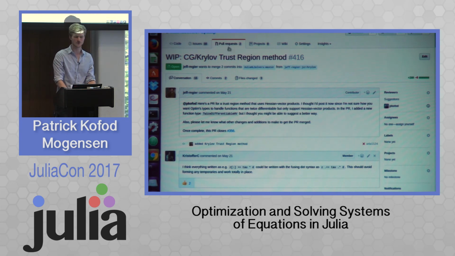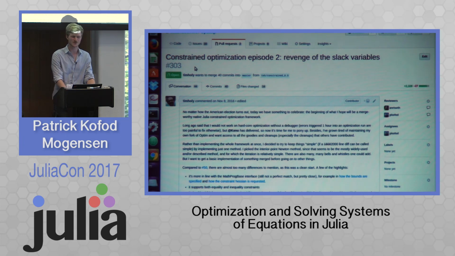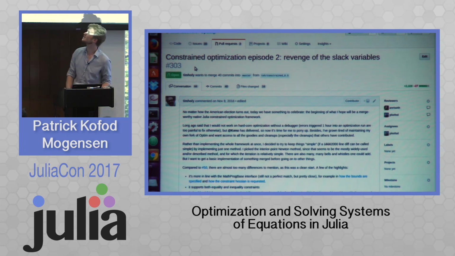And another great question would be why we don't have constrained optimization in the package. And the answer is that we do have box constraint optimization. I didn't want to show it because it's very simple. You just provide two vectors of bounds on your axis. But Tim Holy, who's a very active Julia contributor, has the constrained optimization episode 2 pull request.